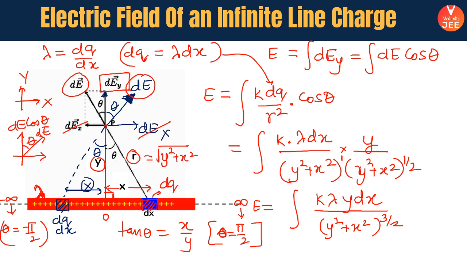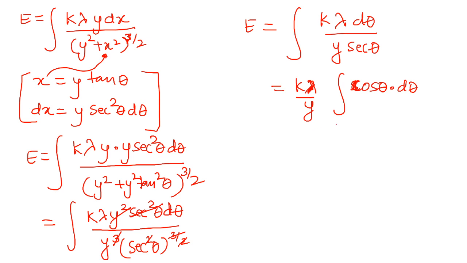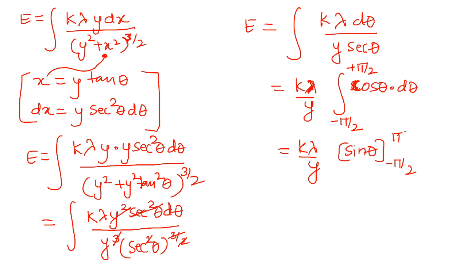Okay guys, I hope you are getting it. If you put infinity instead of x, tan theta becomes infinity. If tan theta becomes infinity, then theta has to be plus pi by 2, and similarly here minus pi by 2. So the limits of integration are minus pi by 2 to plus pi by 2. Okay guys, so k lambda by y, cos theta's integration is sin theta. You will be able to put the limits, minus pi by 2 to plus pi by 2. When you put the limits, it will be sin pi by 2 plus sin pi by 2, which is 1 plus 1. So effectively the electric field comes out to be 2k lambda by y.